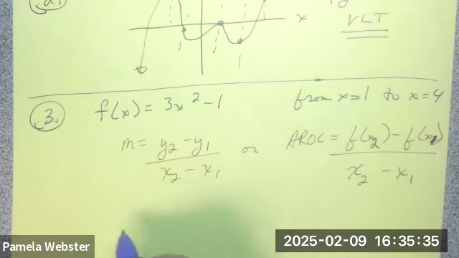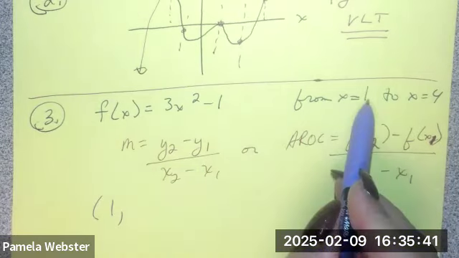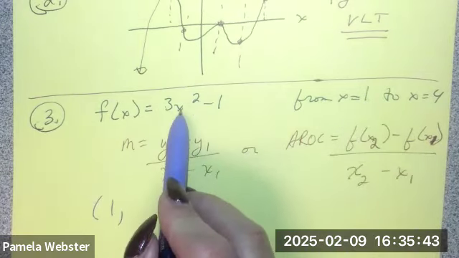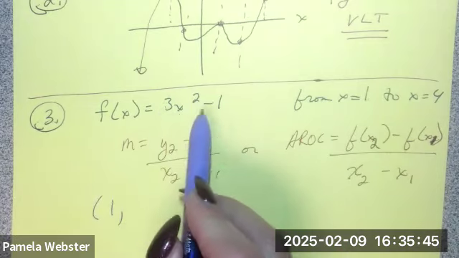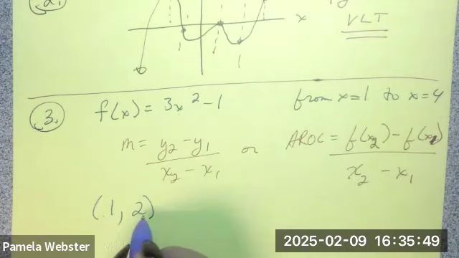So here we go. I need to know the point. So I usually tell people something like, find the point, okay? When x is 1, we go 1 squared is 1 times 3 is 3. 3 minus 1 is a 2. So this point is 1 comma 2.